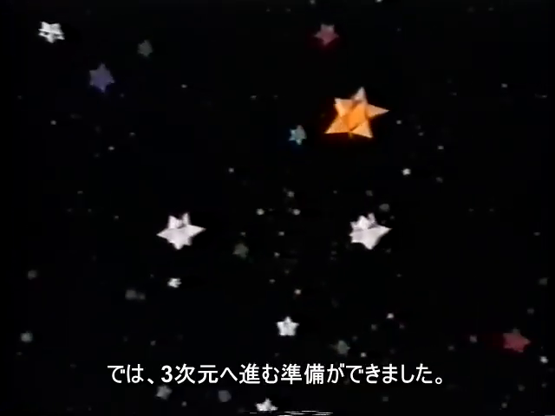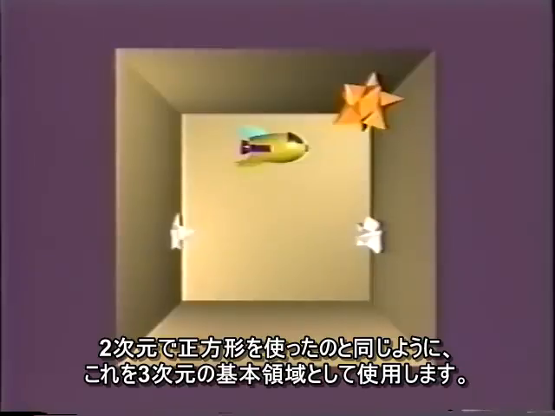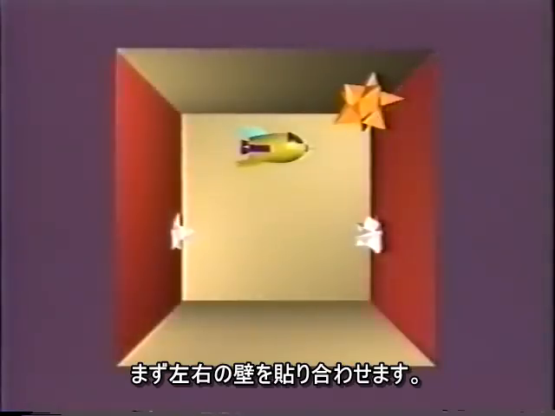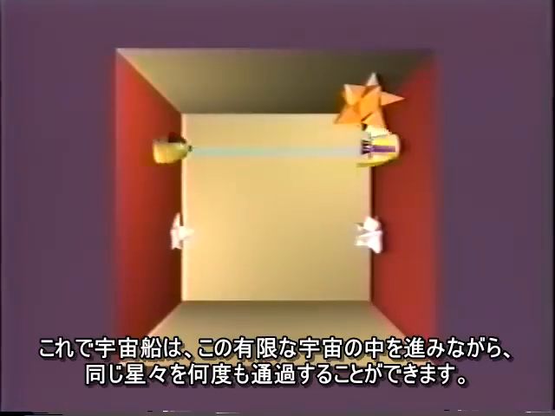Now we're ready for 3 dimensions. Take a cubical block of space. We'll use this for our fundamental domain in 3 dimensions, just as we used a square in 2D. We glue the left and right walls. Now the spaceship can travel around this finite universe, passing the same stars again and again.